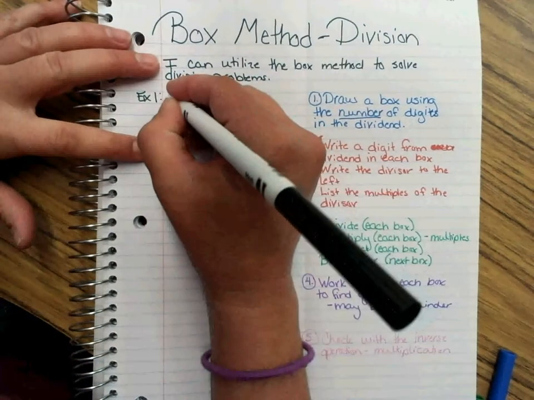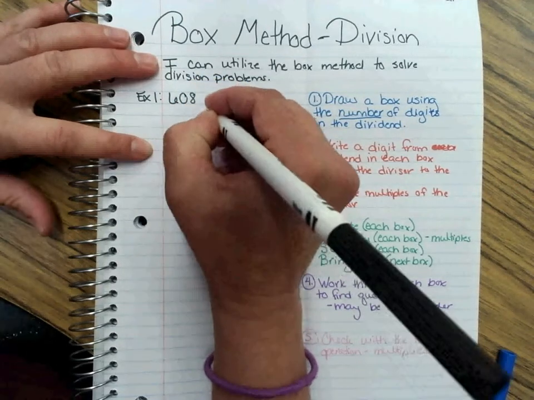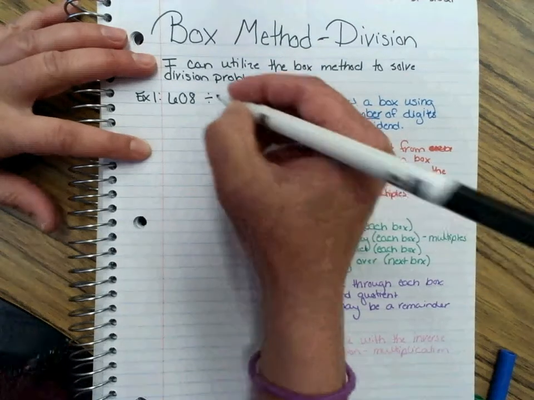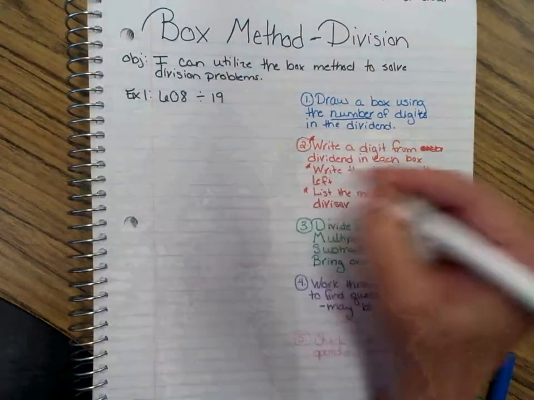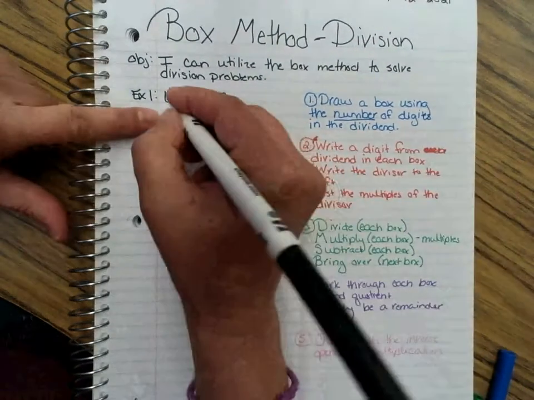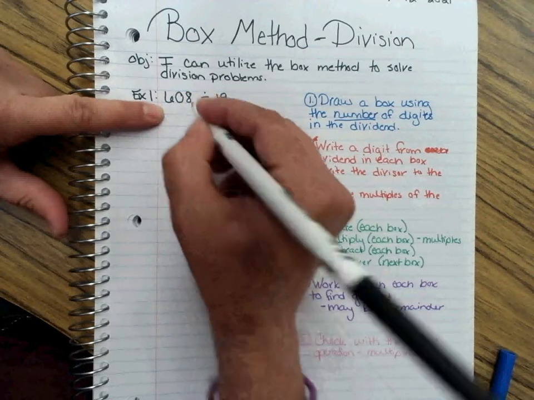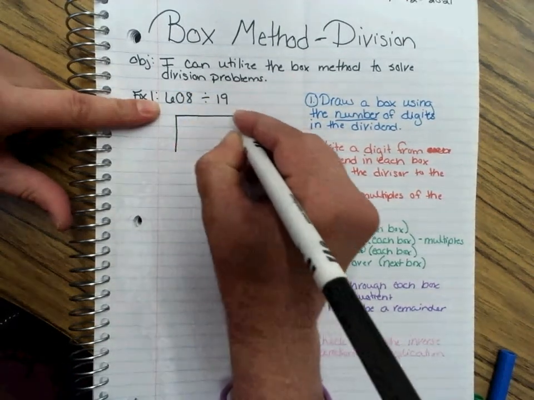So let's do 608, which is our dividend, divided by 19. Okay? So we're going to draw a box using the number of digits in the dividend. So 608 is my dividend. It's what's being divided. So it has 3 digits. So I'm going to draw a box.